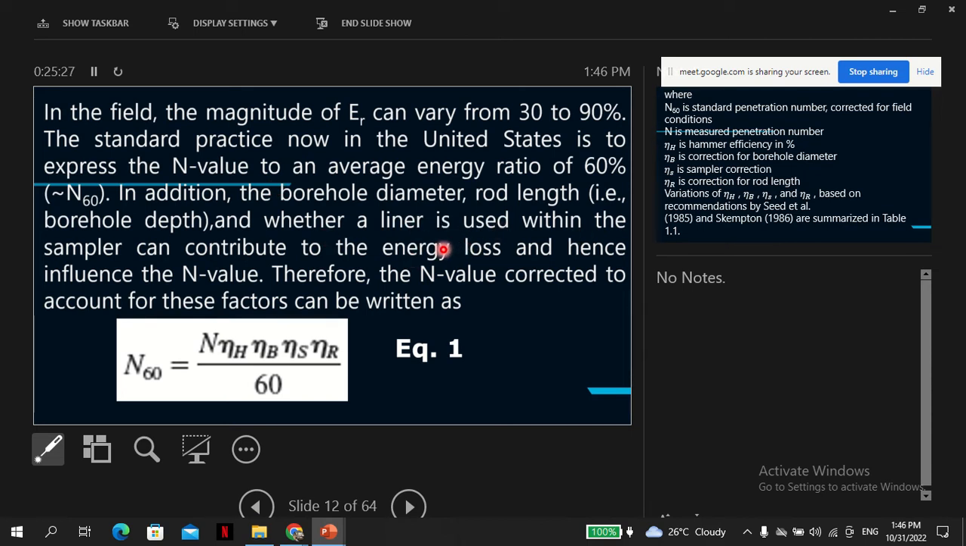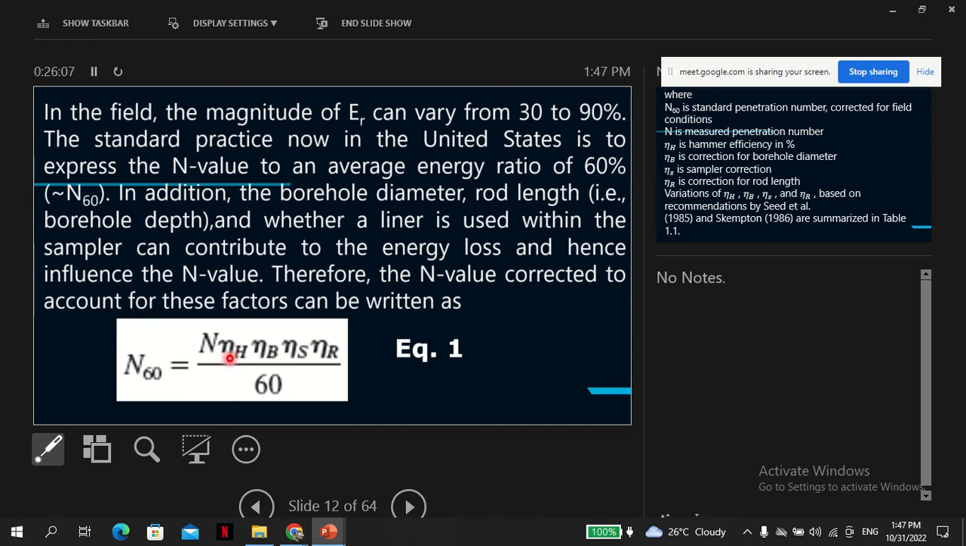A liner is the sampler. Sometimes you just need to measure the N without collecting the sample, but typically you put the liner, which will help you to collect the sample. So whether we have the liner or not also contributes to the energy loss, because then it is 63.5. The liner will weigh down and probably increase friction, and so increase the energy loss.